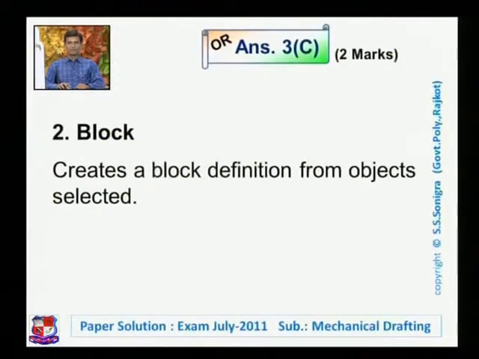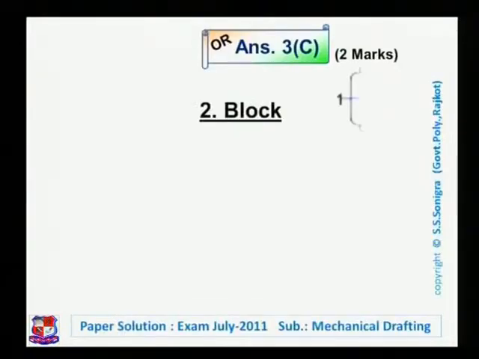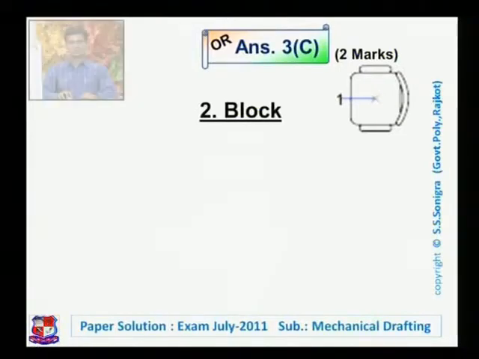Second is the block command. This block command creates a block definition from objects selected. Suppose we select a few objects and make a block, it will be considered a single entity like this. This is a block command. Here these are the components drawn. This component is drawn with the help of the line command, arc command, fillet command, and so on.